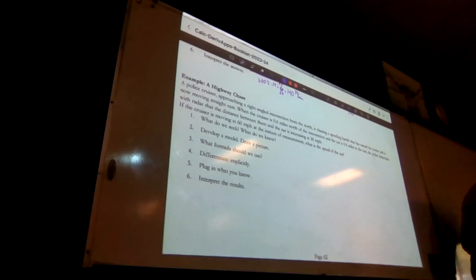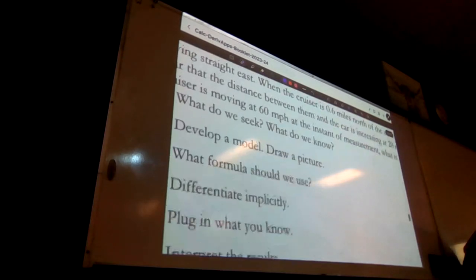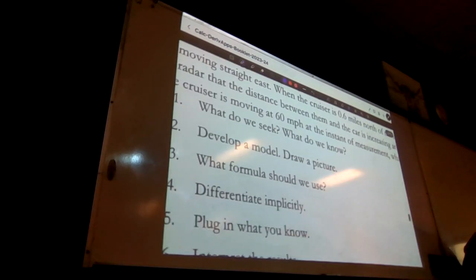So therefore, what are we looking for? Well, what way is the thief moving? The car is a speeding bandit that has turned the corner and is now moving straight east. So east stands for what? Do you think x or y or z? X. So we're going to call the thief x. So what are we looking for? We're looking for the speed of the speeding bandit, which means we're looking for dx over dt.